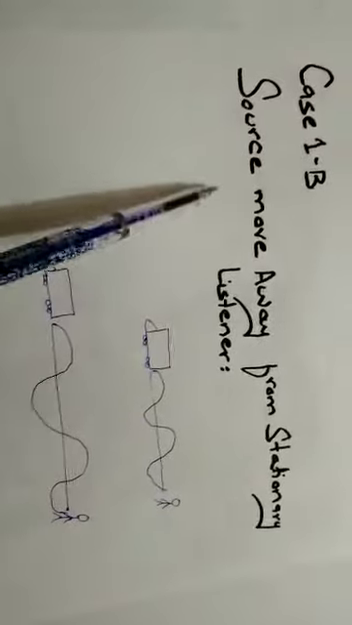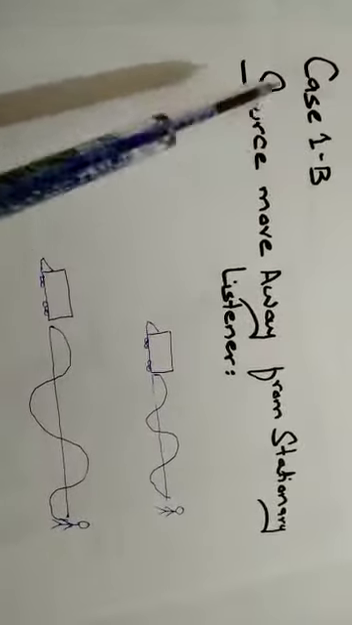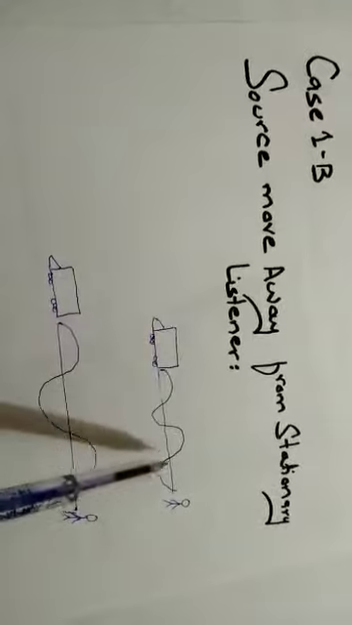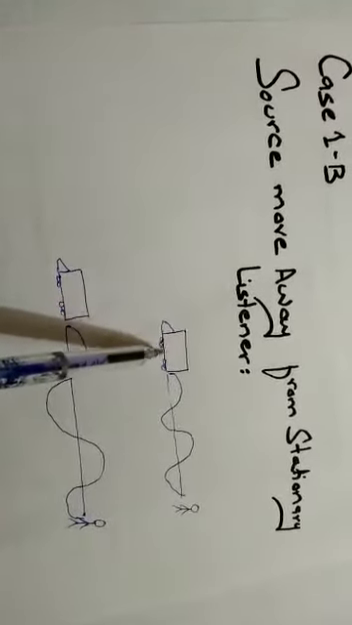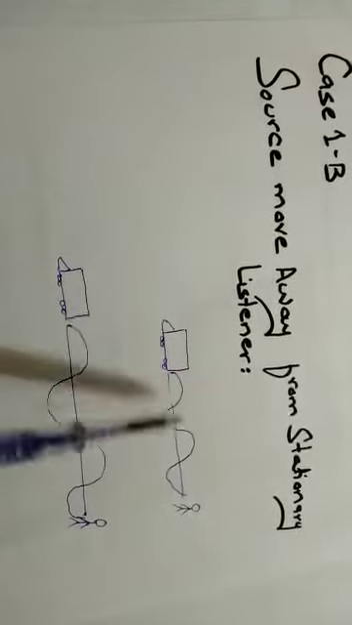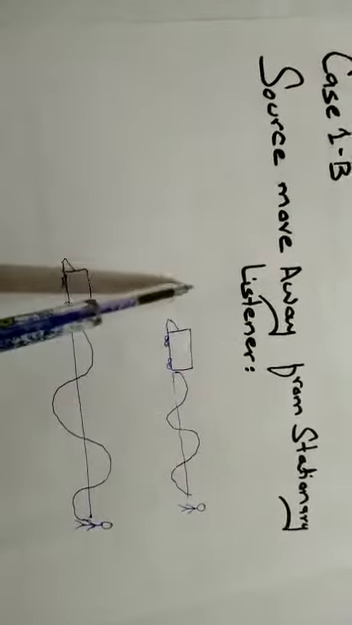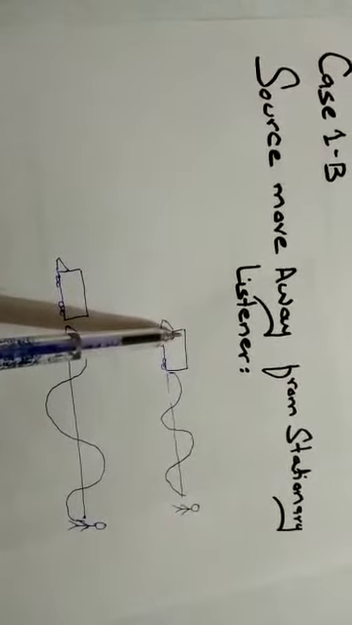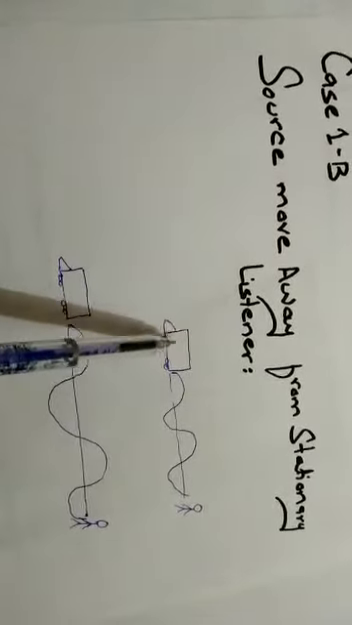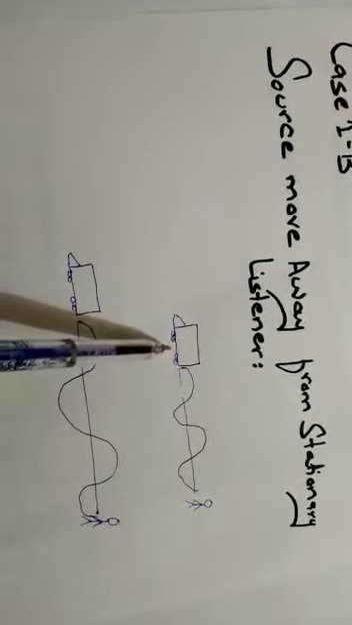Now we consider the second part of case 1, where again we consider the moving source and stationary listener. But in this case, the source moves away from the stationary listener. When the source moves towards the stationary listener, we found that the frequency of the sound increases. That's why the pitch of the sound increases.